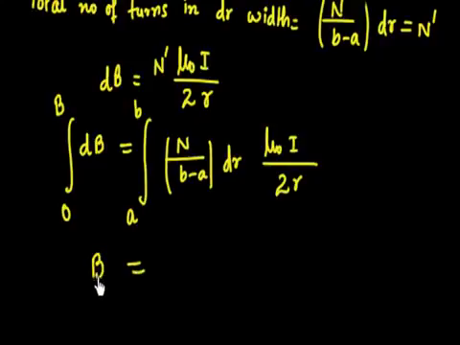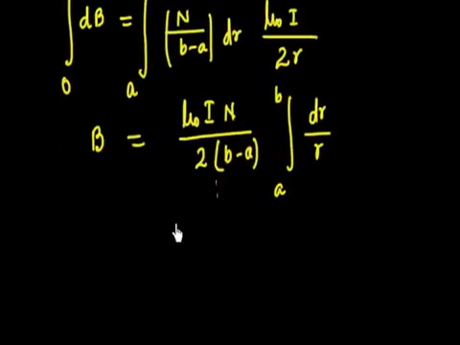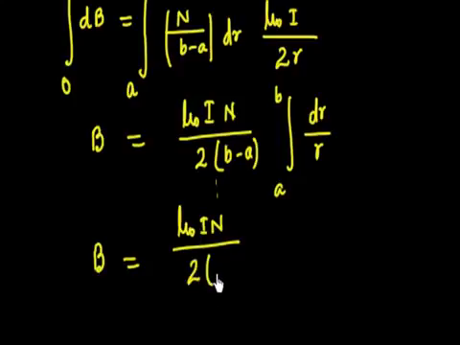So on this side I will have the total magnetic field B. Now n by (b minus a) is constant, so I can take it common. Mu naught is constant, I is constant, n is constant, divided by 2 times (b minus a), that is also constant. So I am only left with 1 by r, so dr by r. Integrating this, I have to integrate from a to b. So things are simple. Now this means B is equal to mu naught I n divided by 2 times (b minus a), and the integration of this is ln r, so this is simply ln b by a. So this is your total magnetic field.